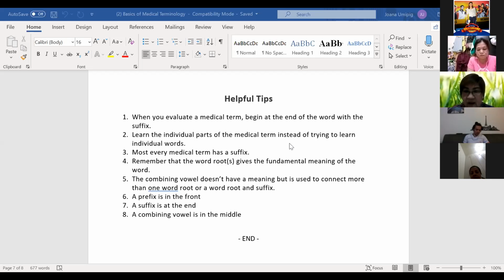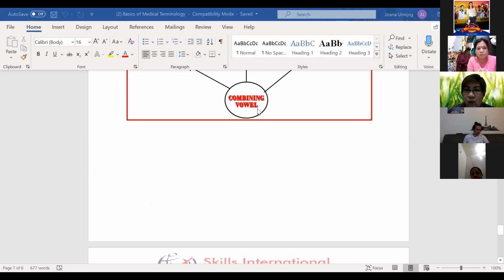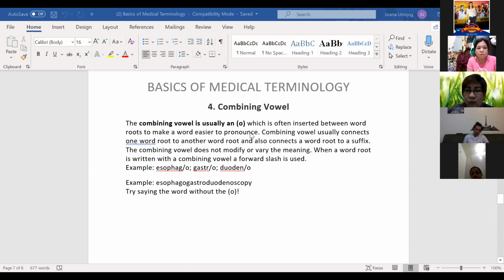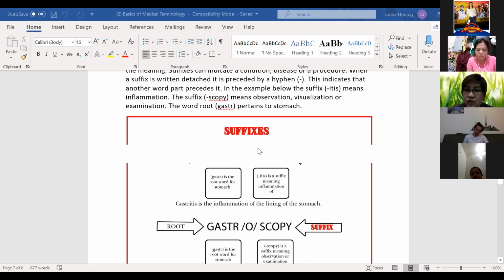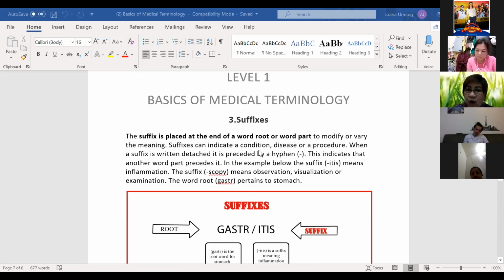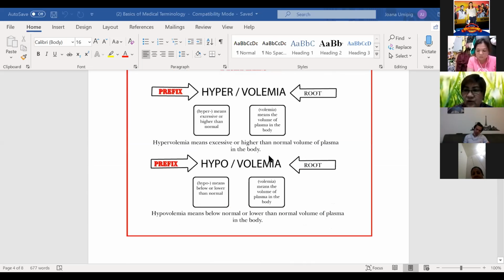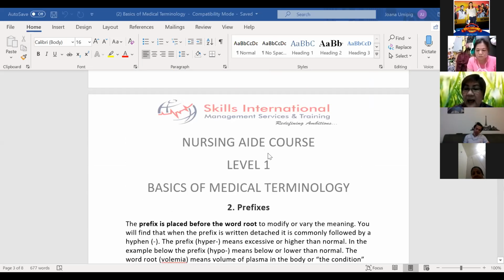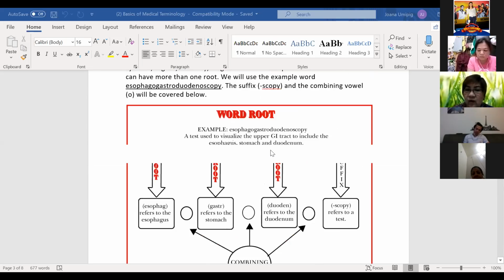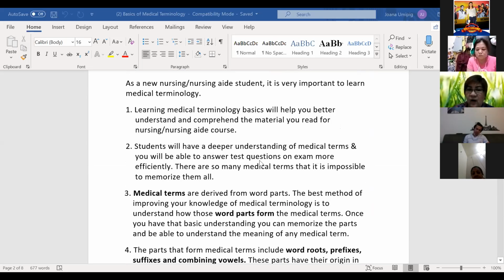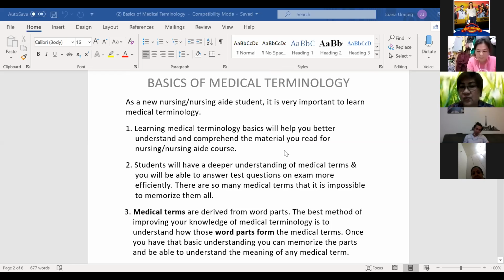To make a medical term, remember that we have the word root, the prefix, the suffix, and the combining O. And so with all of these abbreviations. Okay, is there any question with our medical terminologies? Did you follow, or are you already with a good memory of how to do it?